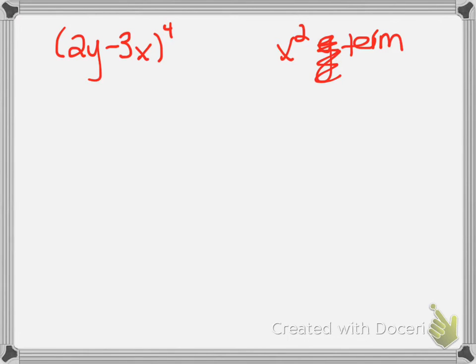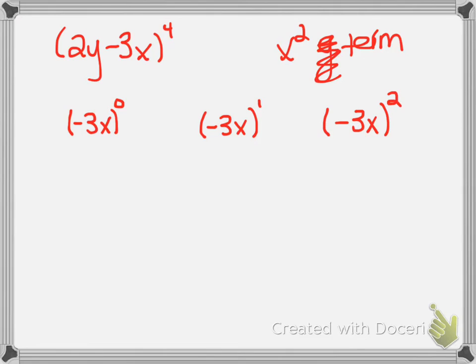Remember that in the first term, that negative 3x was to the power of 0. In the second term, that negative 3x was to the power of 1. It was in the third term that that negative 3x got squared. So that tells me that I'm going to be looking for just that term, because that's the term that's going to have an x squared in it. In that term, you need to also remember a couple of other things. You need to remember what the 2y was doing. And remember the 2y started out at the high power and stepped down.